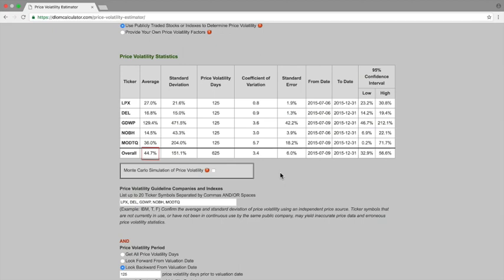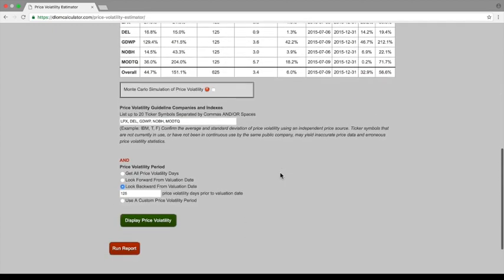Overall, this group of guideline companies and date ranges suggests average price volatility of 44.7% with a standard deviation of 151.1%. One could estimate average price volatility to be anywhere within the confidence interval range of 32.9% to 56.6% and be 95% confident of the estimate.